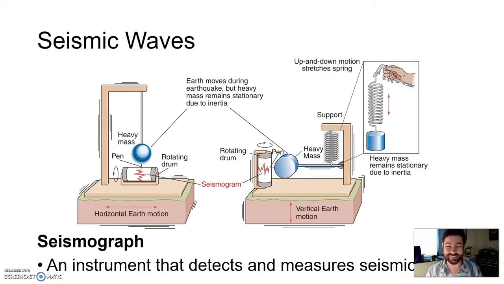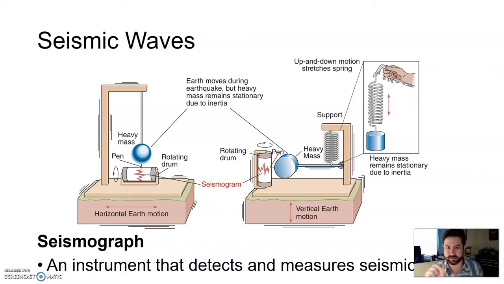So to detect these seismic waves, we use an instrument called a seismograph. You may have seen pictures of these things, or in movies, something like that. It's that little machine that scribbles on a piece of paper back and forth when the earthquake is occurring. The bigger the scribbles, the bigger the earthquake. Well, historically, that's kind of how they work.